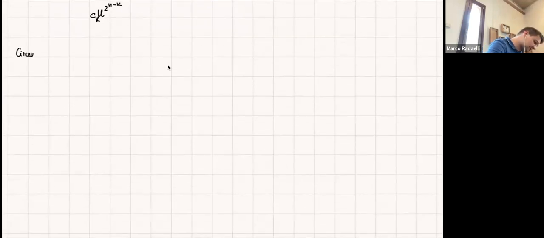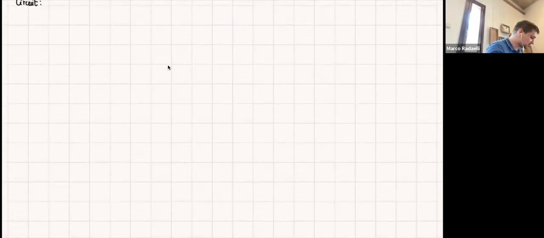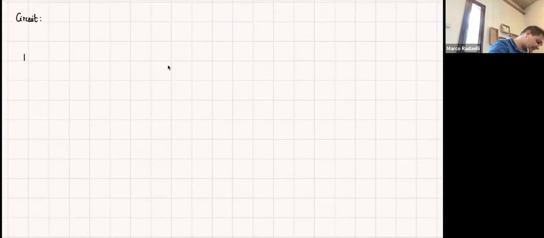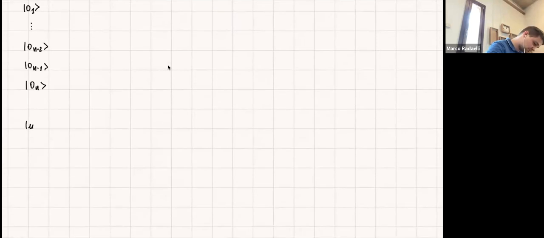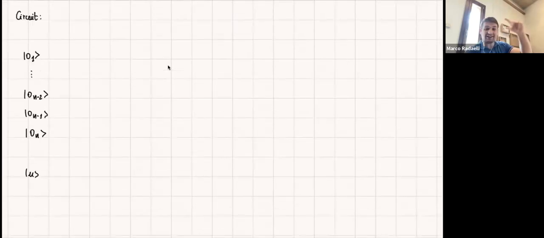So this is the quantum phase estimation circuit. I'll first draw it and then try to explain why it works. Okay, so we have n registers.